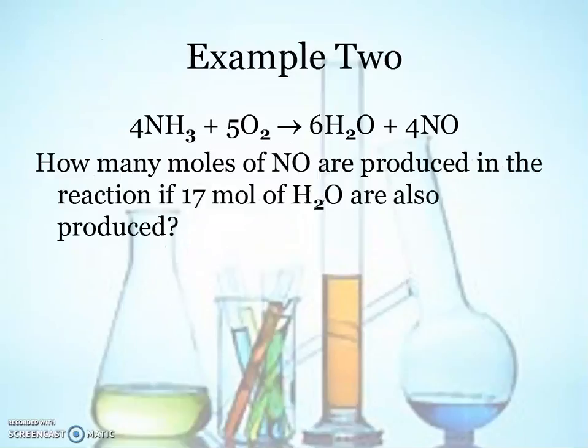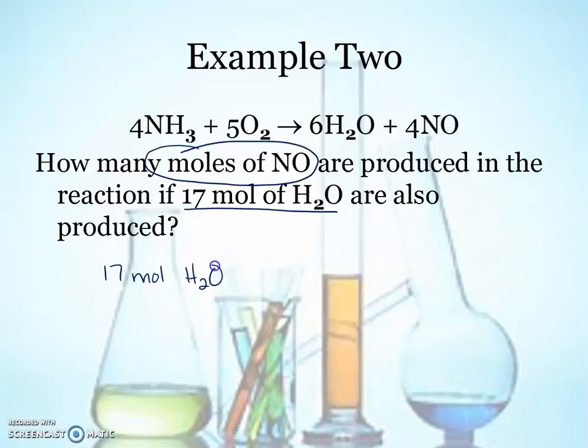How many moles of NO are produced in the reaction if 17 moles of H2O are also produced? Oh, look, we can compare reactant to reactant. We can compare reactants to products, and we can compare product to product. So we're going to find how many moles of NO, and we're starting with 17 moles of H2O. So 17 moles of H2O, starting off with, multiply. Moles of H2O goes on the bottom.